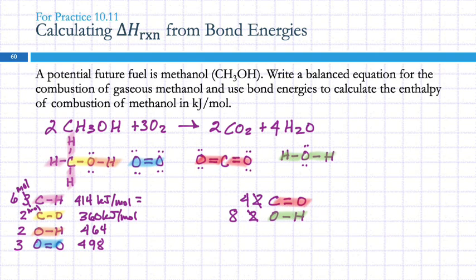So then we can figure out how much it's going to cost to break all these bonds. 6 times 414, 2484, plus 2 times 360, 720, 2 times 464, 928, and 3 times 498, 1494.